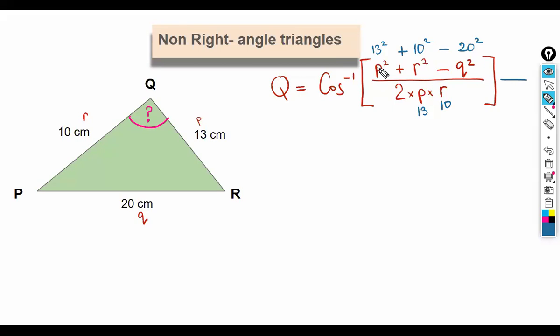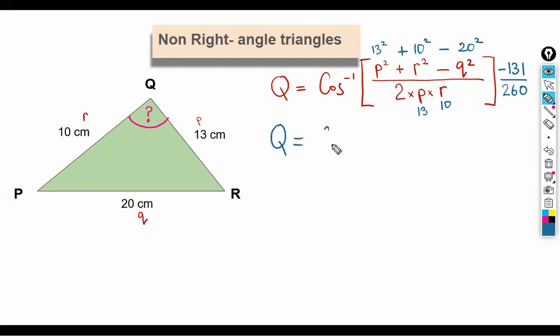So 13 squared plus 10 squared minus 20 squared. On top, I'm getting minus 131. And underneath, 2 by 13 by 10 is 260. How many people have those values somewhere in their working? Right, Kemi, you have it. Makela, Malachi, right? Natalie, right? Great.